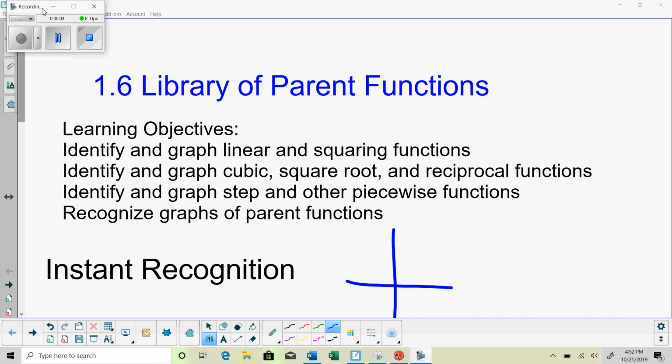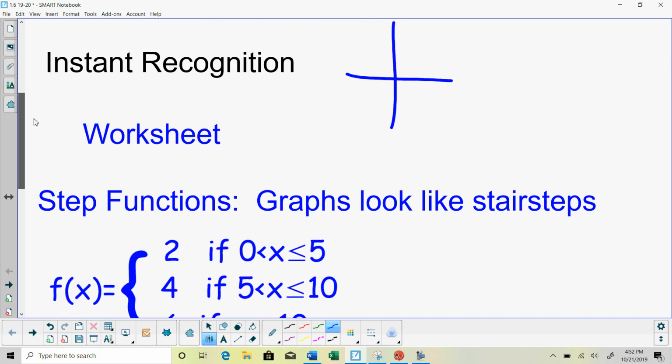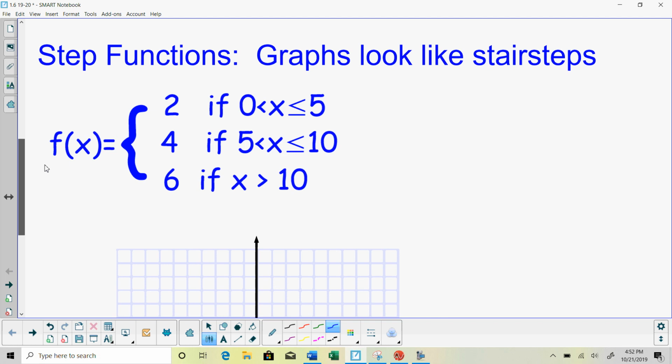We are looking at section 1.6 called Library of Parent Functions. Your learning objectives are to identify and graph linear and squaring functions, cubic, square root, and reciprocal functions, and step functions and other piecewise functions, and also recognize graphs of parent functions when you see them. So you do have a gift on this, and I want to just start off by looking at step functions.